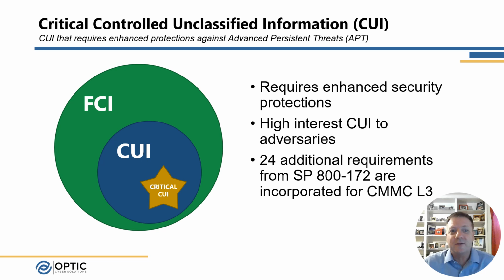There is also a concept of critical CUI that requires enhanced security protections. This CUI is typically thought to be of high interest to advanced persistent threats, or APTs, in nation states. If you have this type of data, you will need to reach CMMC Level 3 and meet 24 additional requirements from SP 800-172, which is the Enhanced Security Requirements for Protecting Controlled Unclassified Information. It's a supplement to NIST's Special Publication 800-171. Once the CMMC program is rolled out, it'll be even more critical to understand what types of data you have and therefore which CMMC level you will be required to meet.